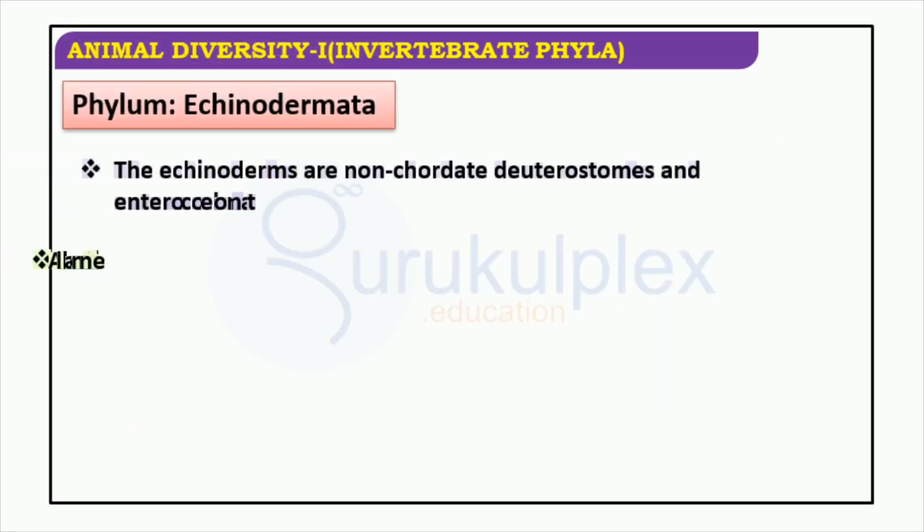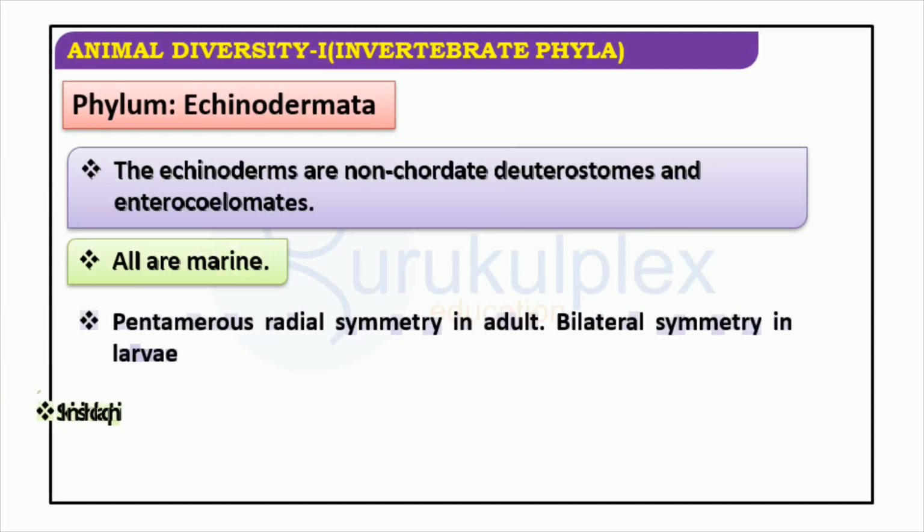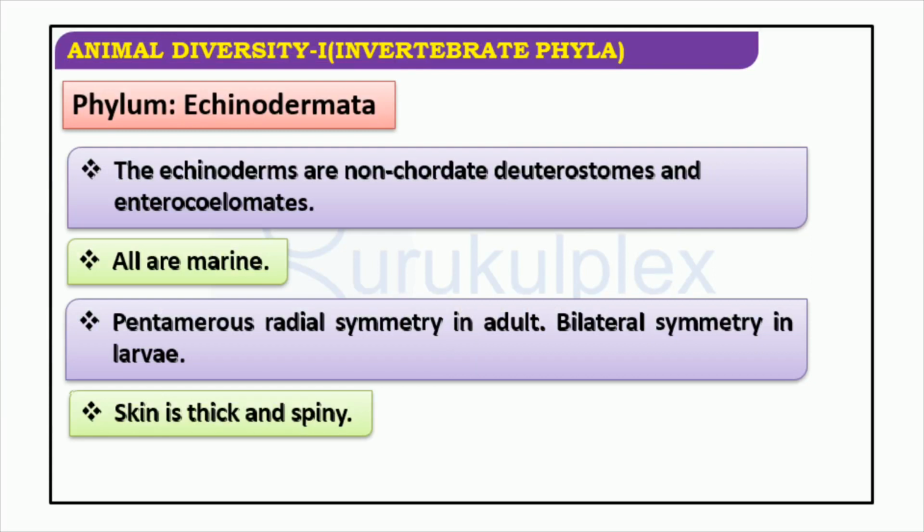Echinodermata is the next topic of discussion. Echinoderms are a type of marine organism that do not have a chordate body structure and have an enterocoelomate type of body cavity. As adults they show pentamerous radial symmetry and as larvae are bilaterally symmetrical. Their skin is also thick and covered in spines.